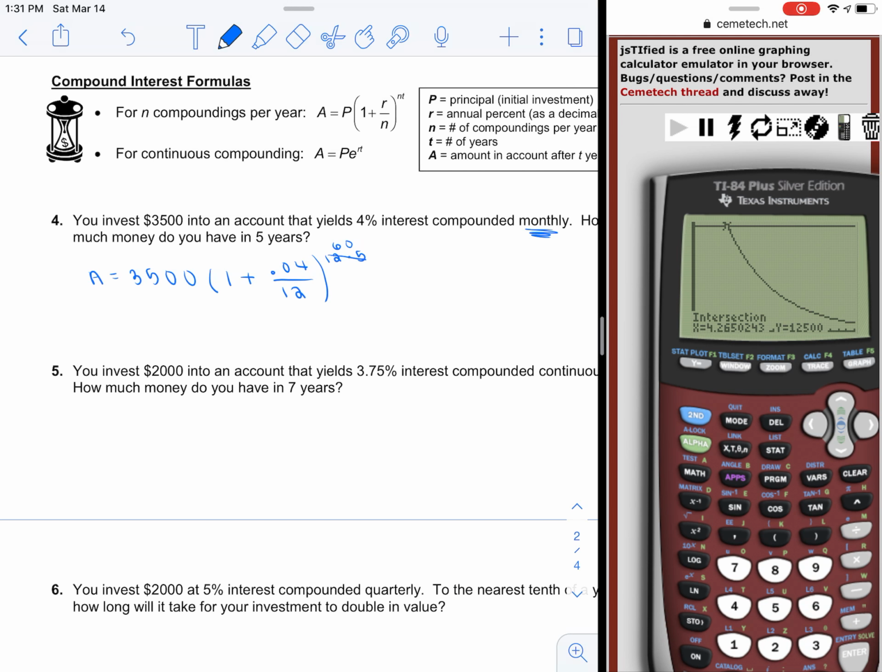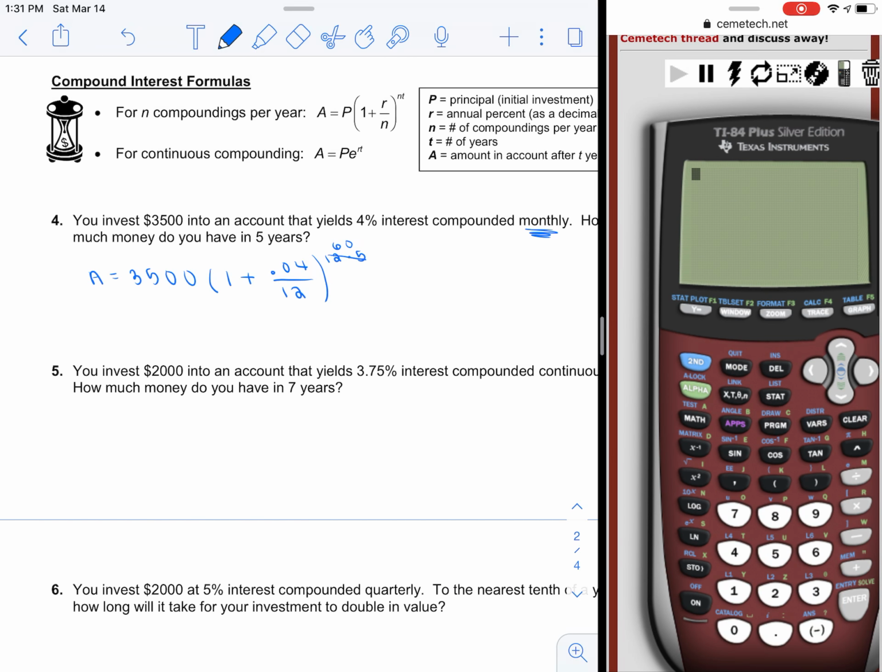Now, in your calculator, you are going to type in 3,500 and then 1 plus 0.04 divided by 12, and then you are going to raise that to the 60th power. We will get approximately $4,273.49.